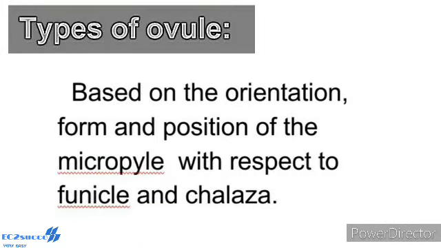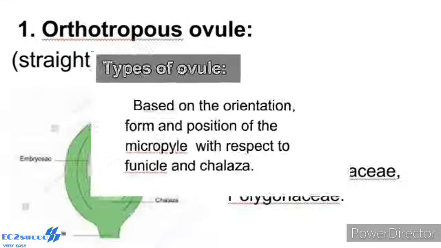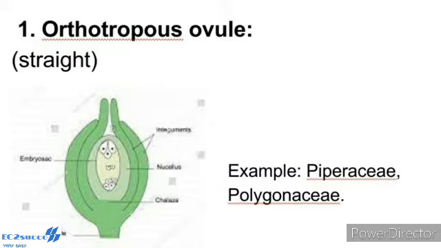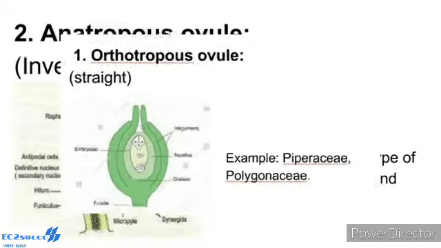Types of ovule are based on the orientation, form and position of the micropyle with respect to the funicle and chalaza. There are about 6 types of ovules. Number one, orthotropous ovule. In this type of ovule, the micropyle is at the distal end, and the micropyle, funicle and the chalaza lie in one straight vertical line. Example, Piperaceae and Polygonaceae.